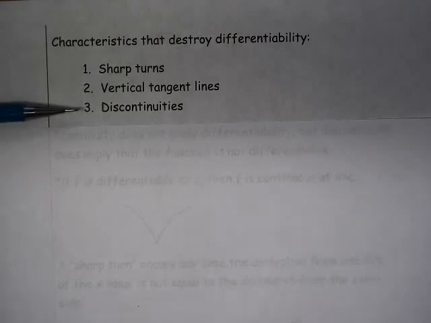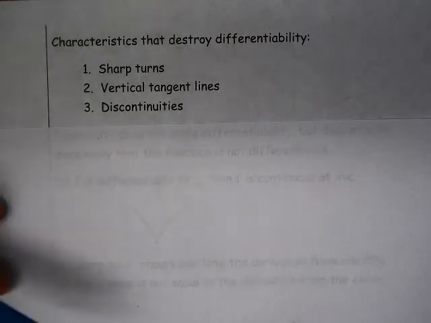If the original function itself is not continuous or it's not defined at a certain place, then we cannot take the derivative of that function in that place. So if we have a hole or a vertical asymptote or something along those lines, then we won't be able to take the derivative at those places either.